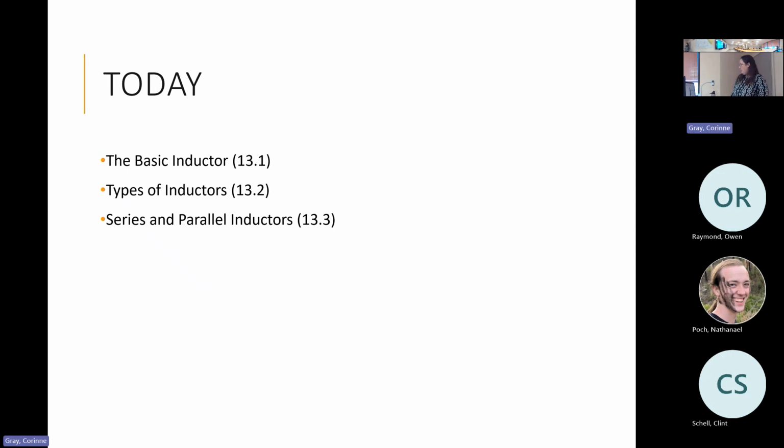So today we're going to introduce the basic inductor. We're going to talk about some different types, and we are going to talk about series and parallel inductors. Something I want to be very clear about: we are going to take a little aside to talk about some of the background for what is happening with inductors, because unlike resistors and capacitors, inductors are a little bit more involved with how they interact with the current. So we are going to have to do a little aside for that.